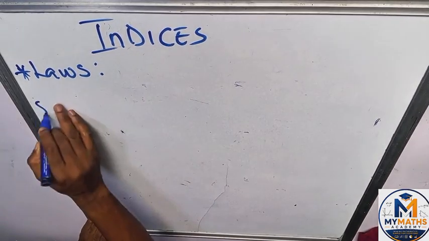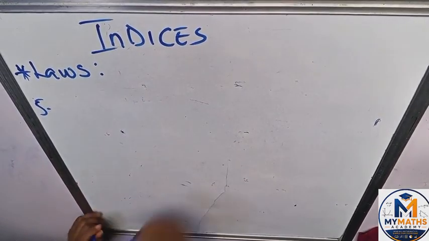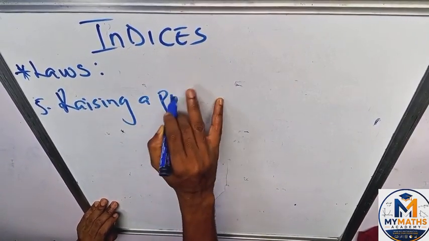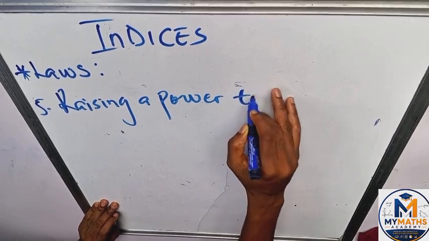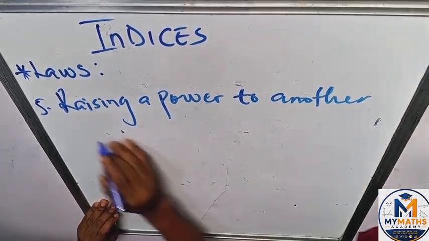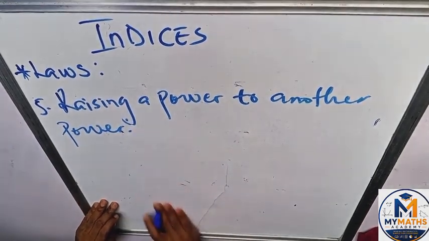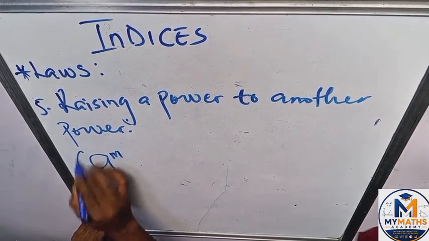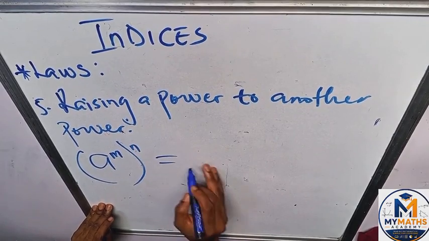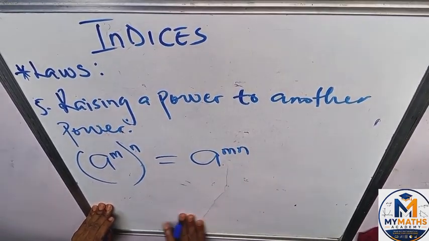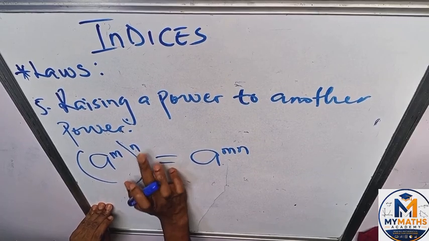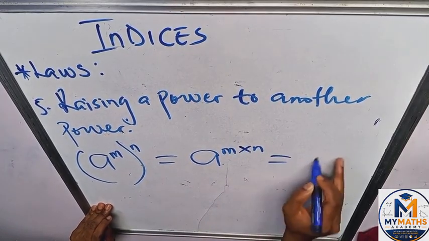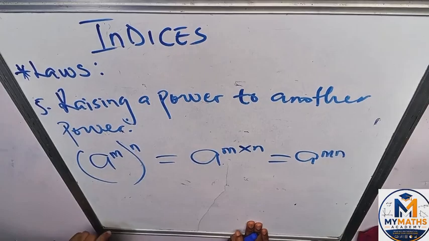So number 5 rule is what we call raising a power to another power. Are we clear? What does it mean? It means that, for example, if I have a raised to power m, in brackets, raised to power n, then it's going to be a raised to power mn. Because when you look at it, this is a power and this one is also a power, so when you have that, it's going to be m times n, equals a raised to power mn. Okay, this is what it means.